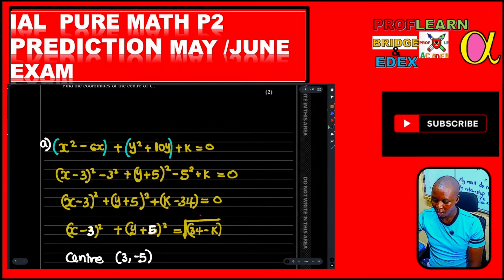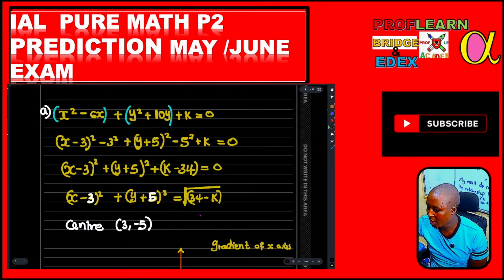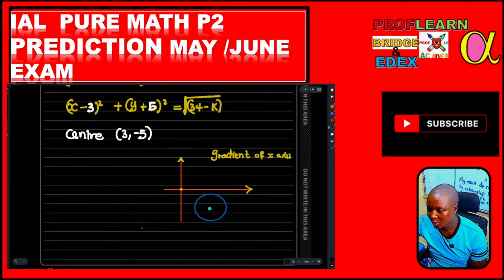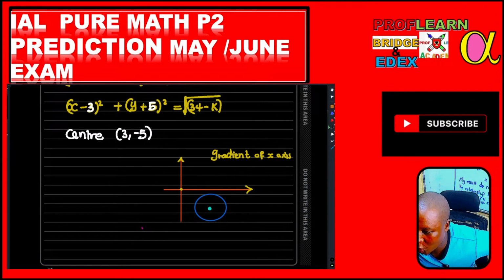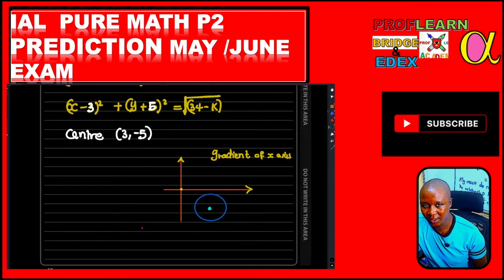equals 0. So the way we get the center of a circle, the x coordinate will be obtained from this part, and the y coordinate is going to be obtained from this part. So this is going to be 3, and you take the opposite sign also, and we're going to get our center (3, negative 5). So basically that's what I wanted to bring to your attention: how to find the center of a circle.